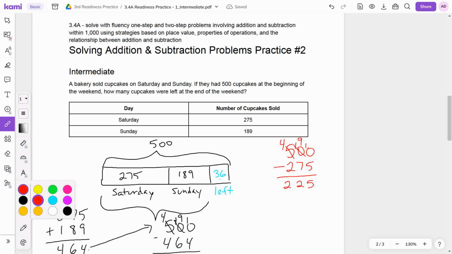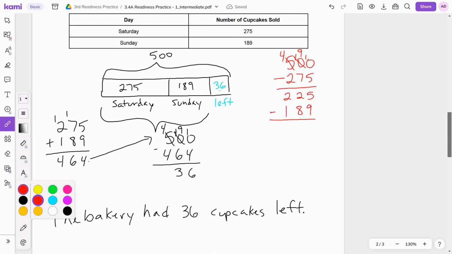I also sold 189 on Wednesday. So watch, I can just take 189 and subtract that from what's left. So I need to regroup here. Take away a 10, leaving 1, so now I've got 15 ones, that's 6. Can't take 8 tens from 1 ten, so I need to take 100, leaving 1. Now I've got 11 tens. 11 tens minus 8 tens is 3 tens, and 1 minus 1 hundred is 0.